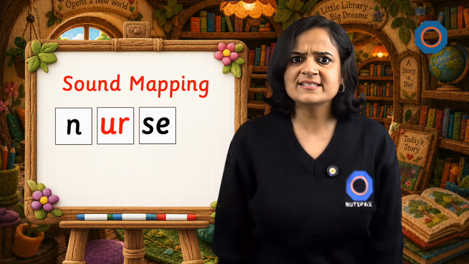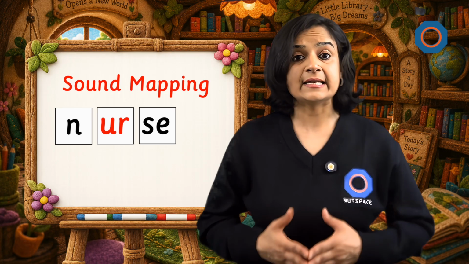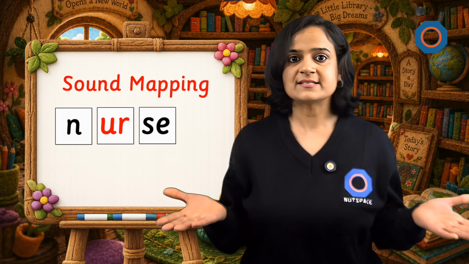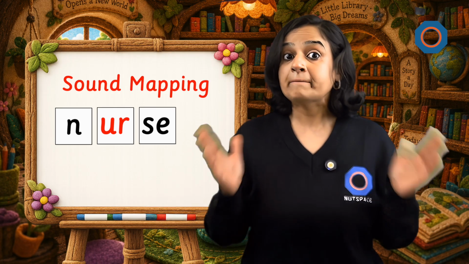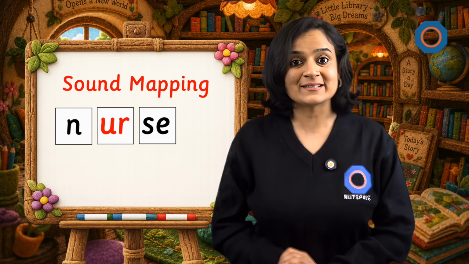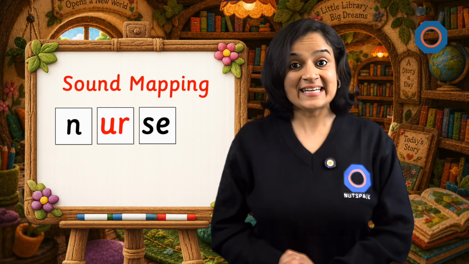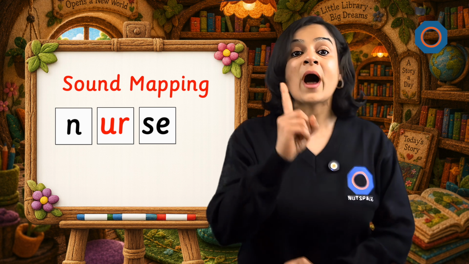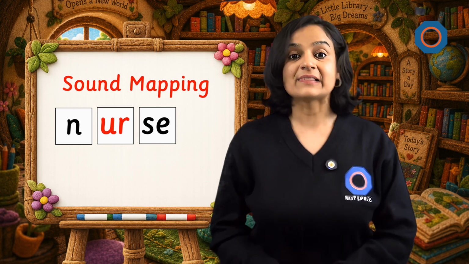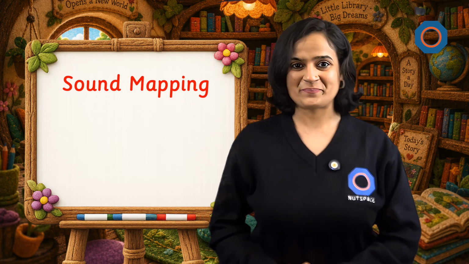But wait, there's an E too. E in nurse is silent. It doesn't represent a separate sound, but it is part of the spelling pattern. So S and E will come together in one box since they spell the S sound.